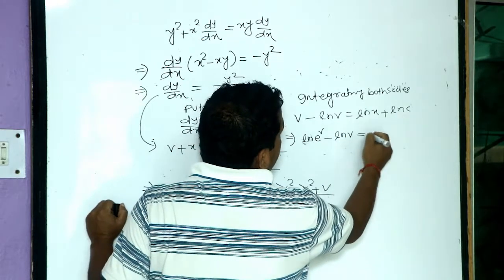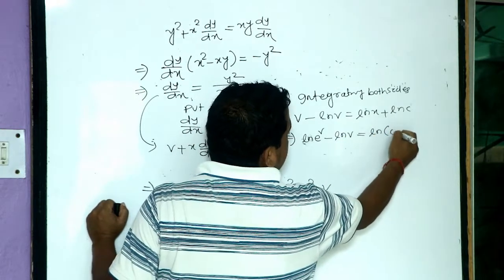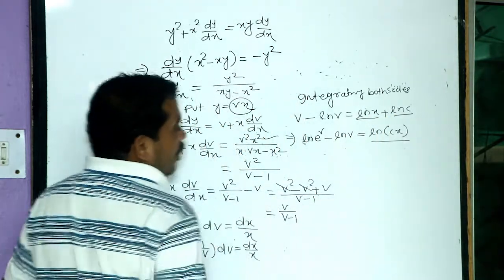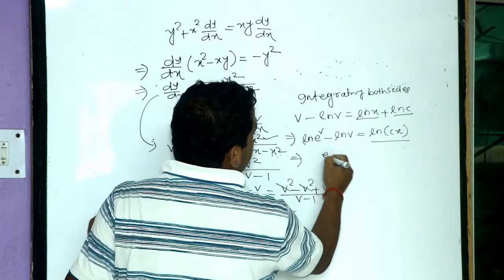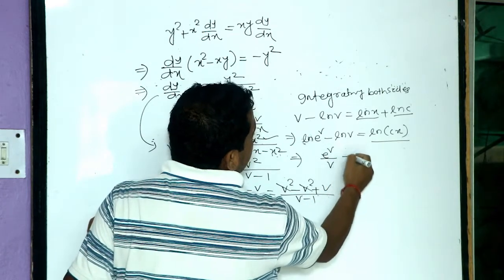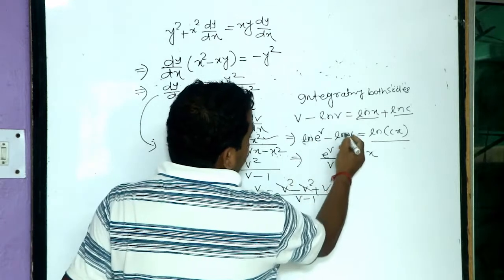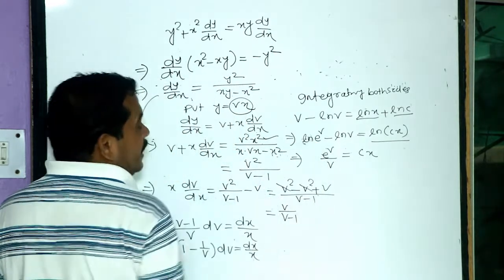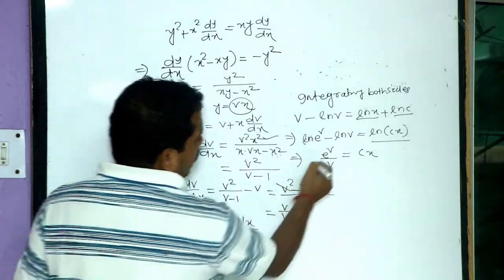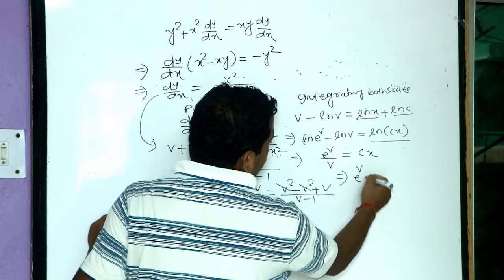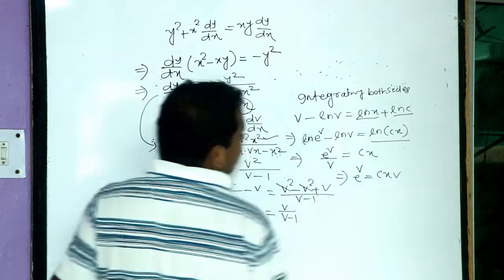Minus log v equals log cx. Log a plus log b equals log ab, which gives log e to the power v by v equals log cx. Log a minus log b is equal to log a by b. Then deleting logarithm on both sides, we have e to the power v by v equals cx. That means e to the power v equals cxv.